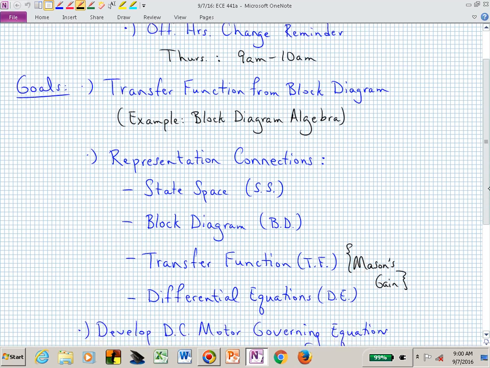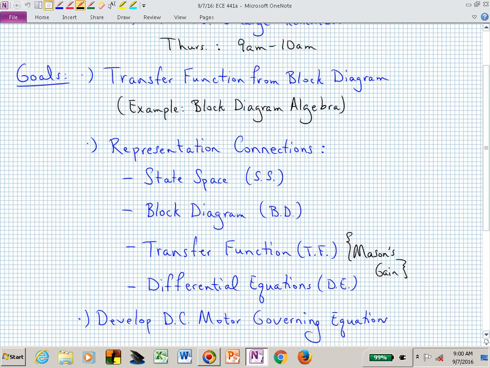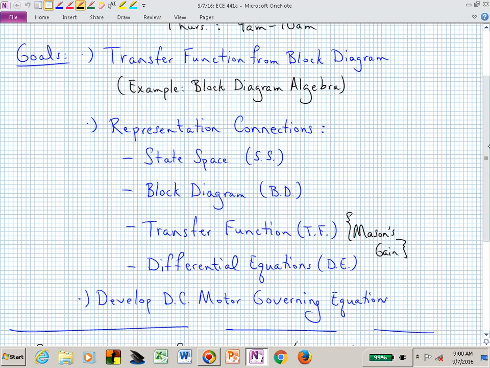Today what I want to do is actually go through a transfer function from a block diagram. We'll go through the block diagram algebra. And then when we start into connecting these different ways of modeling systems, when we get into the transfer function, we'll actually work through Mason's gain formula, which is a different way of really doing block diagram algebra, but it's built into the process of performing Mason's gain.